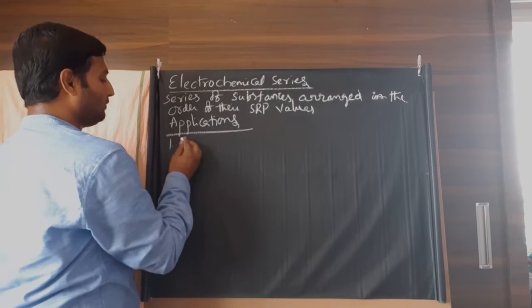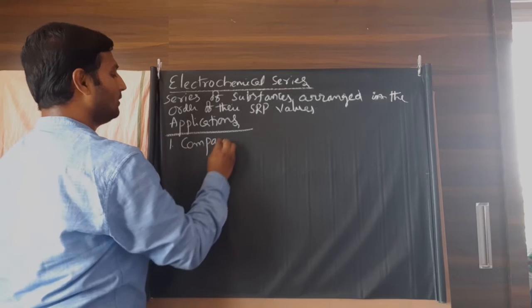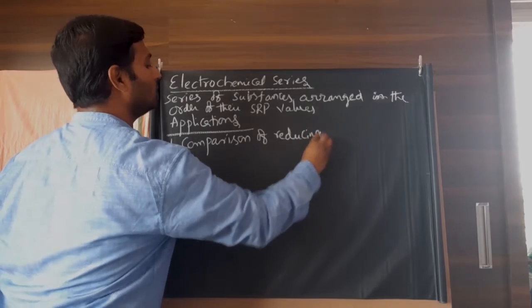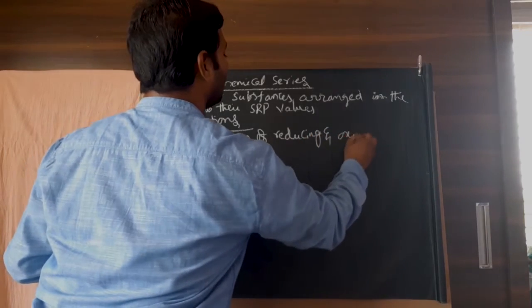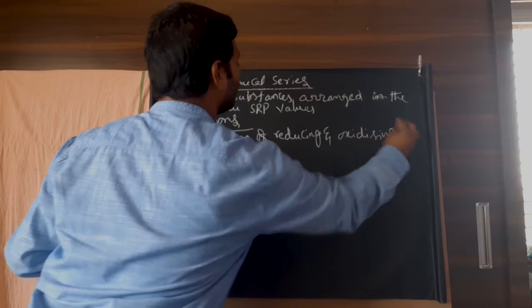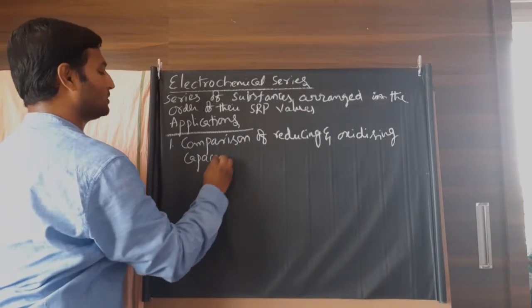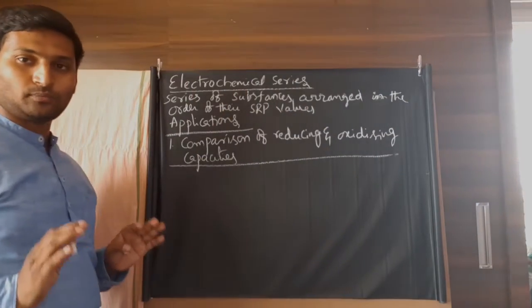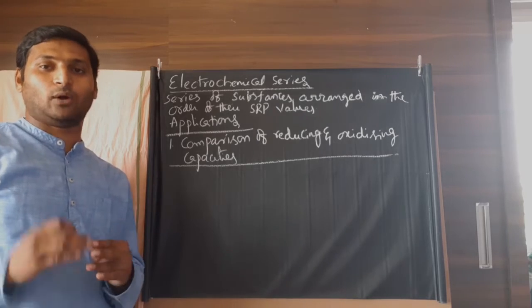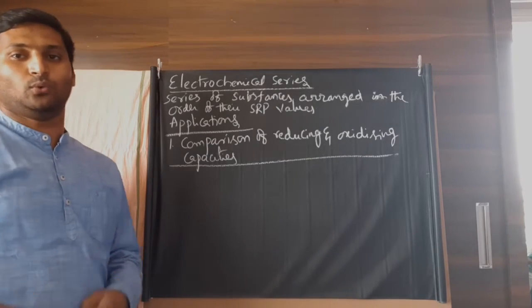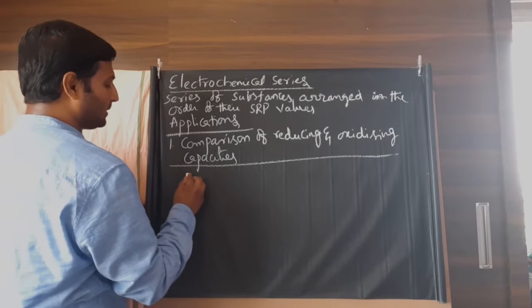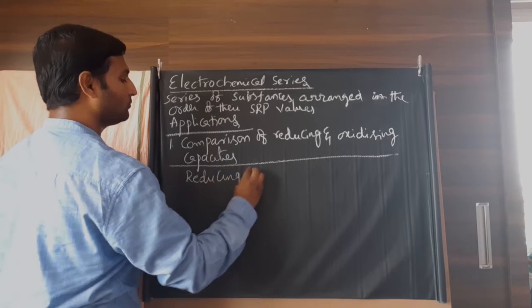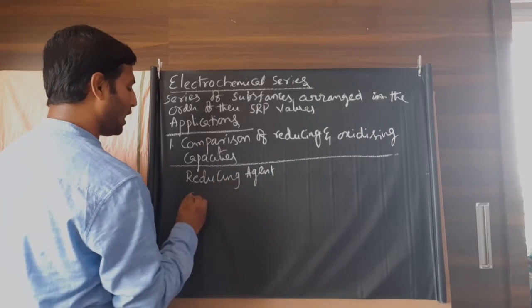The first application of the electrochemical series is comparison of reducing and oxidizing capacities of substances. Now, you must have studied this last year, but let me quickly remind you once. There are two kinds of substances in redox reactions. One is the reducing agent, the other one is the oxidizing agent.